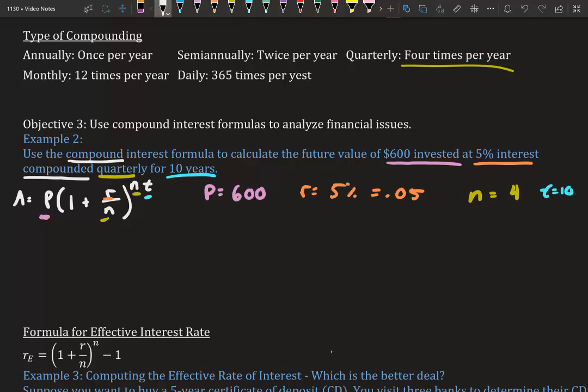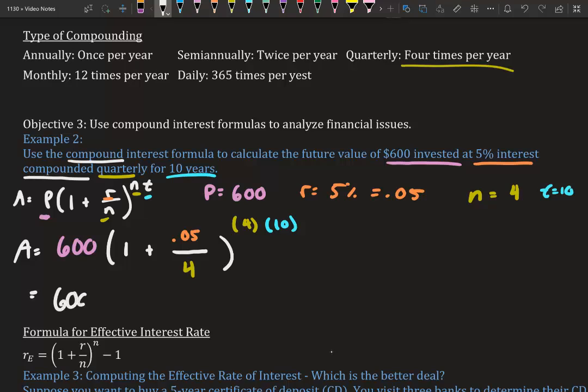So let's plug it in. We have 600, 1 plus R over N. Our R is 0.05. Our N is 4, to the power of NT, so to the power of 4 times T, which is 10. Alright, if you have a fancy calculator, you can type it in exactly the way it looks, but if not, let's do it piece by piece.